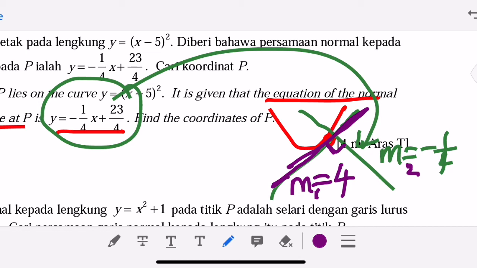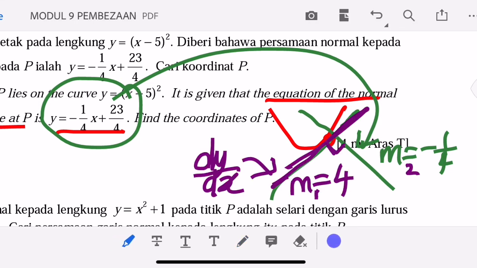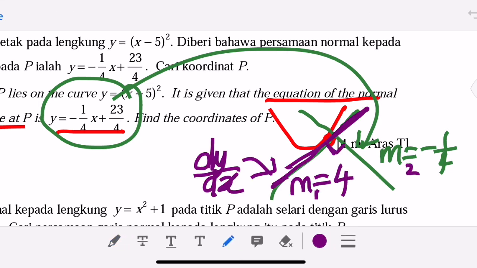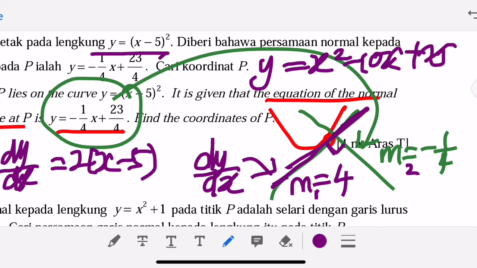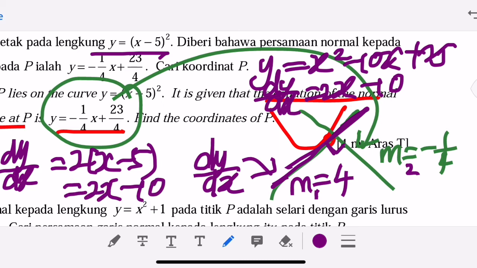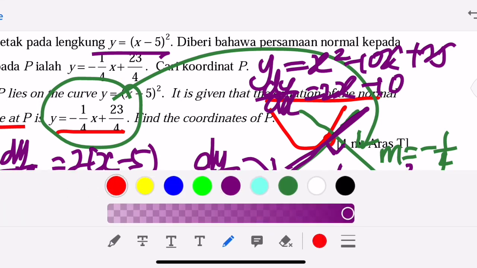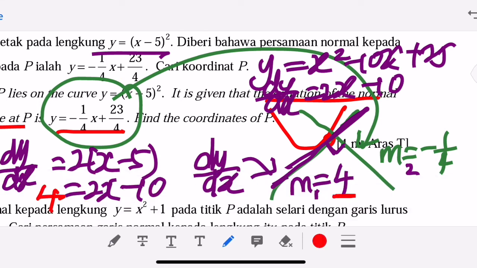So now m1 is dy/dx, you know. Tangent is dy/dx. Let's do the dy/dx, and we solve that dy/dx equals 4. So dy/dx is equal to, look at the curve, 2 times (x minus 5), right? Or you can expand y equals x squared minus 10x plus 25. You get 2x minus 10, the same. So here also you are getting 2x minus 10. So you equate to 4. Why do you equate to 4? Because they have the same gradient.